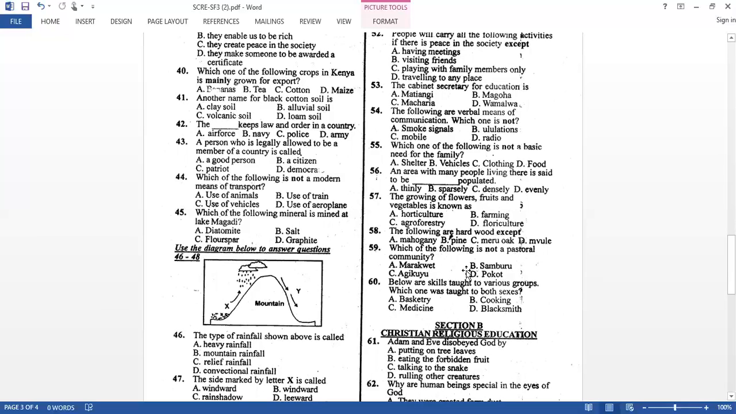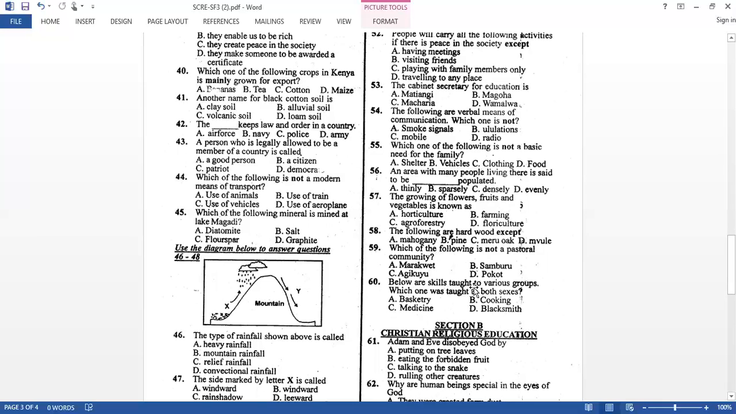Which of the following is not a pastoral community? Remember, a pastoral community, they move with their cattle in search of water and pasture. So most of them are keeping animals. Most of them are the Nilotes and some of the Cushites. So if you look at the answers here, Pokot, Nilotes, all these are the Nilotic groups in Kenya. They move from one place to another in search of water and pasture for their animals. But Agikuyu is a Bantu, mainly cultivators, so they will not form part of the pastoral community.